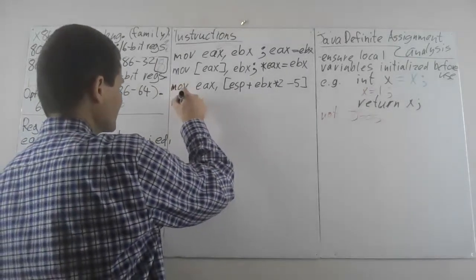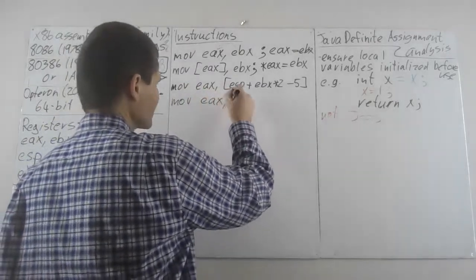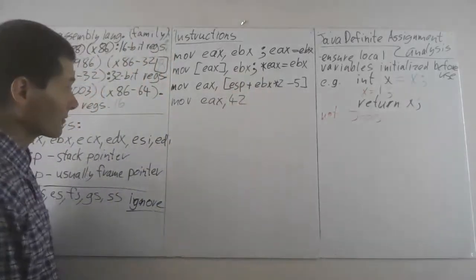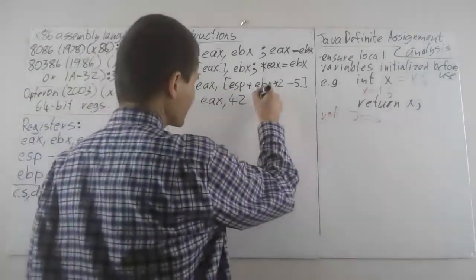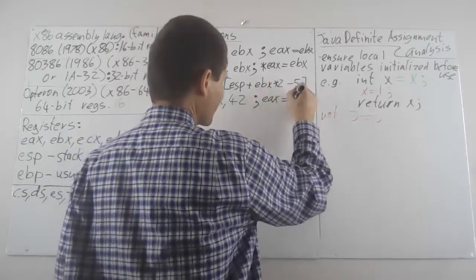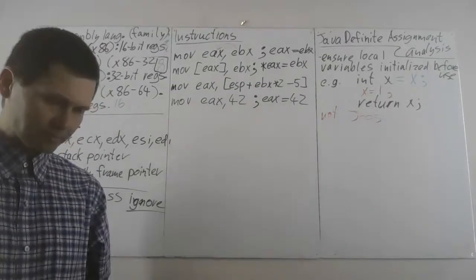So the other thing that move can do is load a constant. Right? So this is like an immediate constant that's part of the instruction. So this is like, in C, you would say EAX equals, right, gets assigned the constant 42.